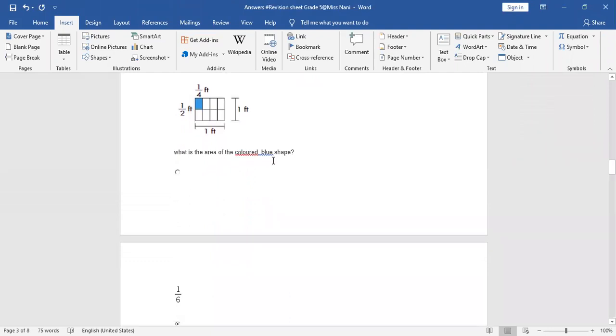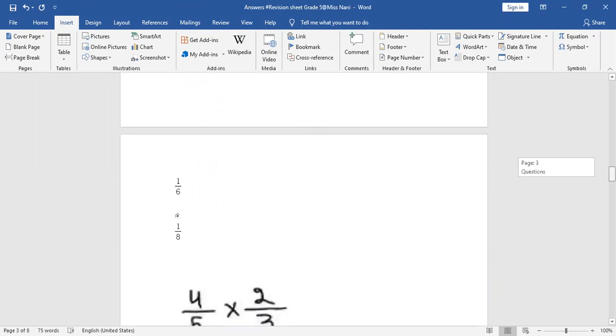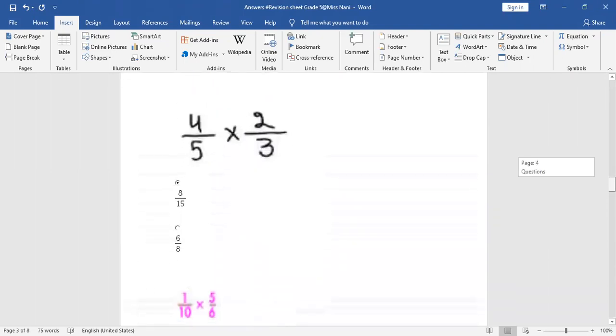What is the area of the colored blue shape? What's my blue shape here? The blue shape is the area of its length multiply width because it's rectangular. So half multiply 2 out of 4 is 1 out of 2 multiply 1 out of 4, which is 1 multiply 1 out of 2 multiply 4, which is 1 out of 8. So the answer is 1 out of 8.